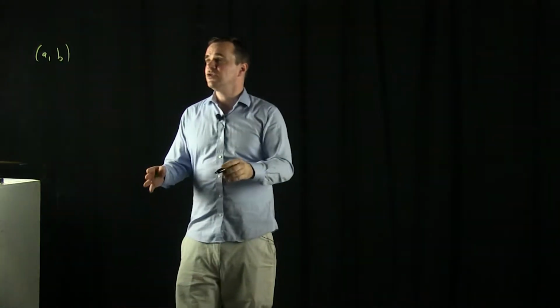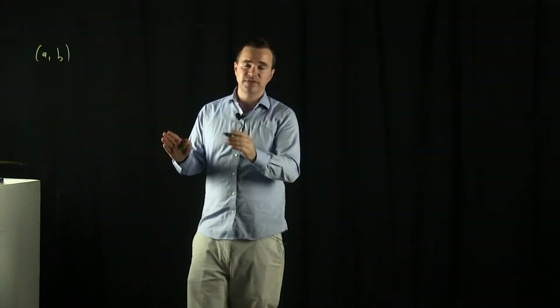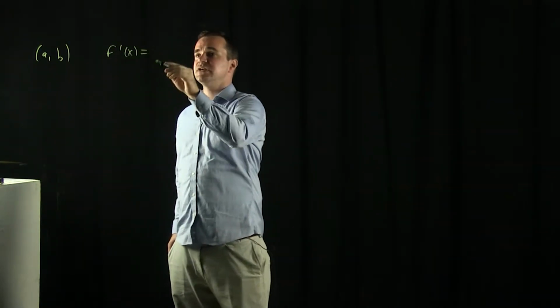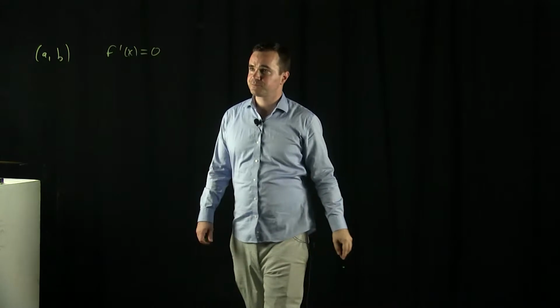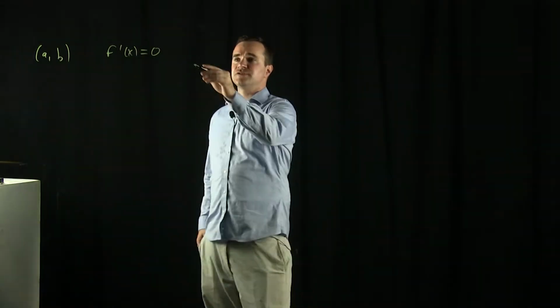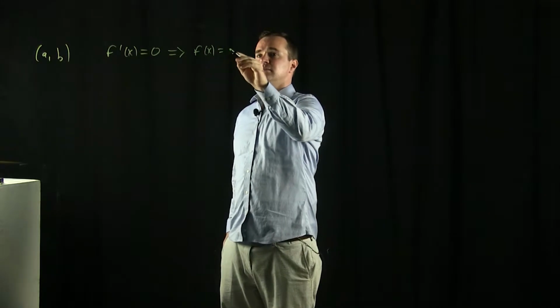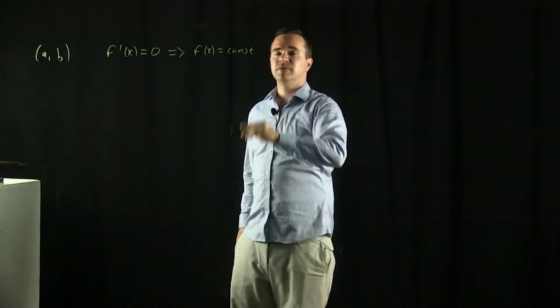So the statement that I just said was you have a function defined on some open interval from a to b. You know that for every x value in between that interval, you've got f prime, well, first of all, existing, and second of all, equal to 0. And I assert that this means that f of x must be equal to a constant.